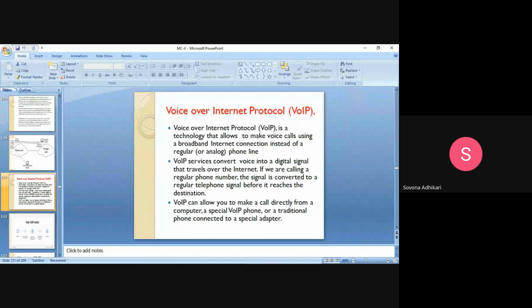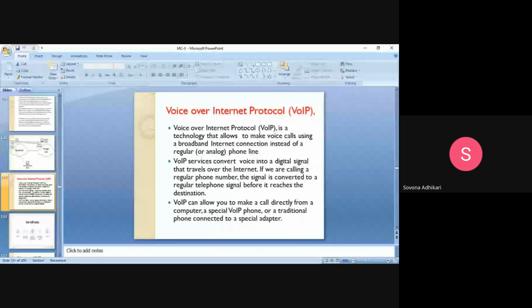VoIP services convert voice into a digital signal that travels over the internet. When we are talking, our voice is an analog signal, so it first converts the analog signal to a digital signal. Now it travels over the internet. If we are calling a regular phone number, the signal is converted to a regular telephone signal before it reaches the destination.